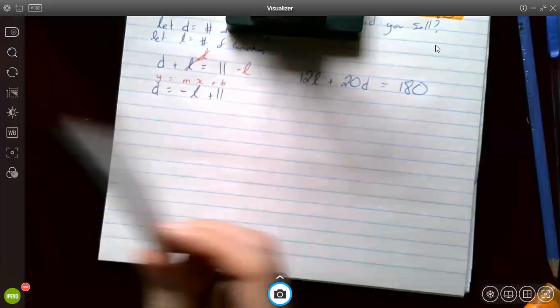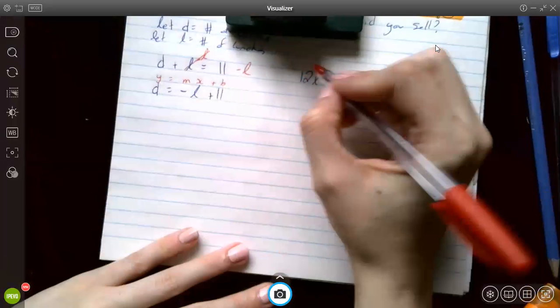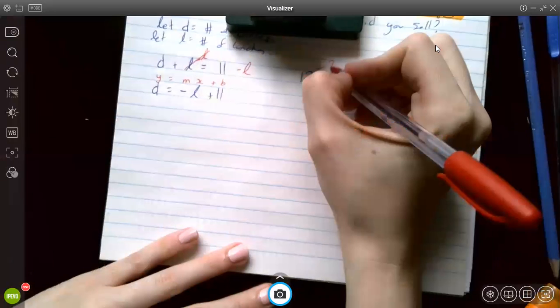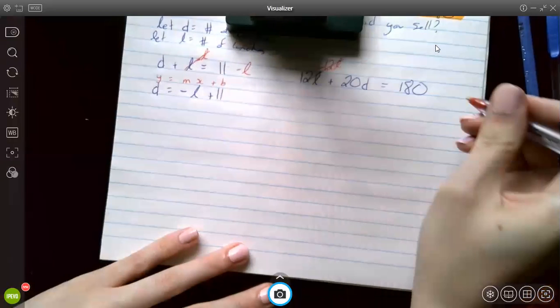On the other side, in the other equation, I'm also going to move the 12L to the other side by subtracting it.